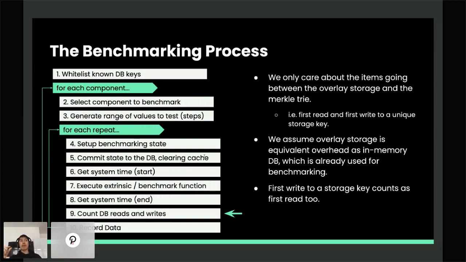If you read from a value twice, we only care about the first read. The first read is expensive. The second read is what we consider free. And if you write to a storage item, we consider reads to that item free already, because you've written to the overlay. You don't have to access the Merkle tree to read that data back. So our tracker in our special database takes into account all of these actions and gives you an accurate representation of how many first reads or first writes your benchmark took.